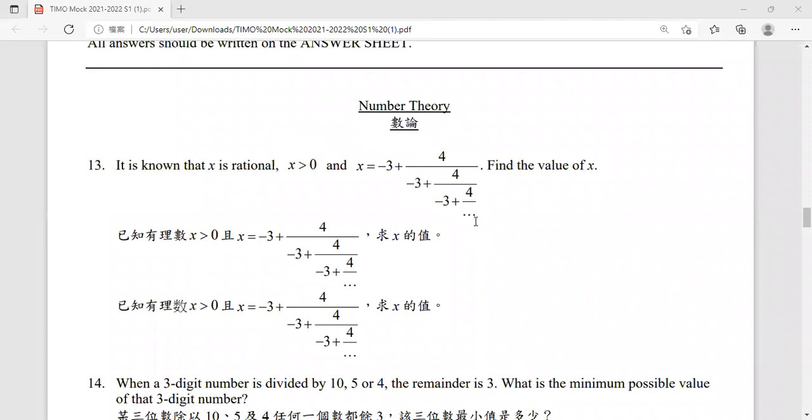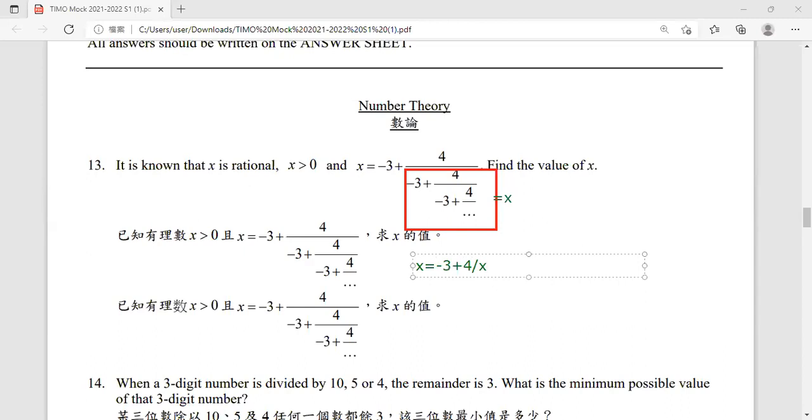Now because it continues indefinitely, you can treat this as x. Of course, if you know this is x, you know that the answer, you could put a 1 in, and it will be okay. Yes, the answer is equal to 1. But if you want to do it formally, then x equals -3 plus 4 over x.